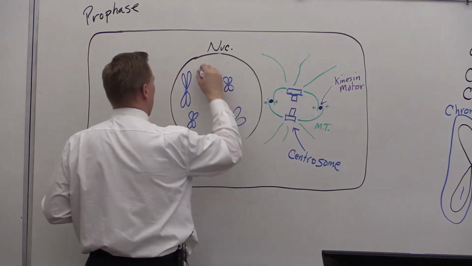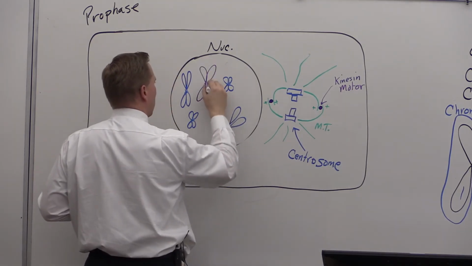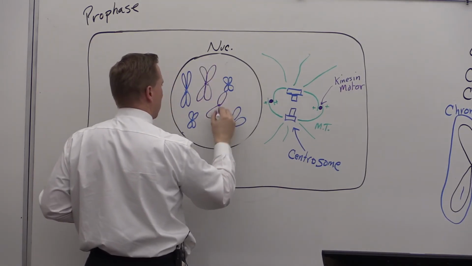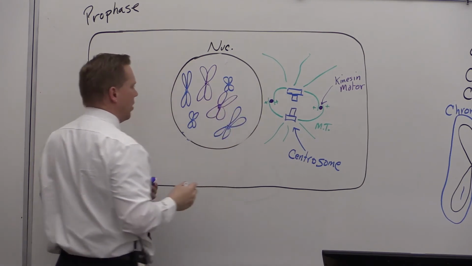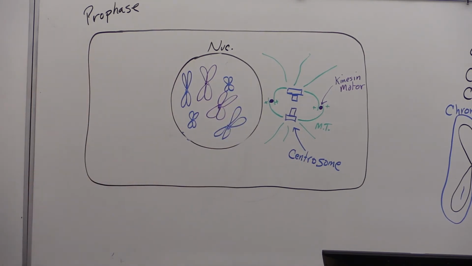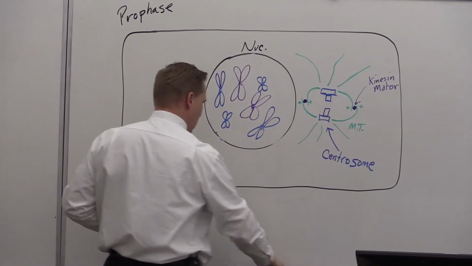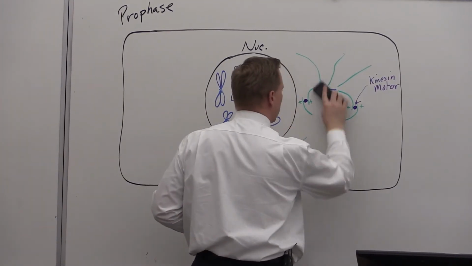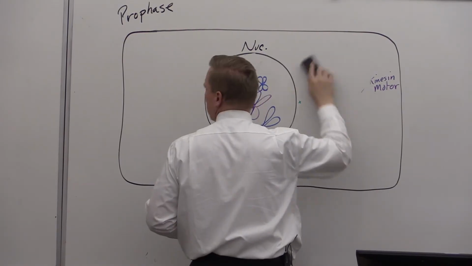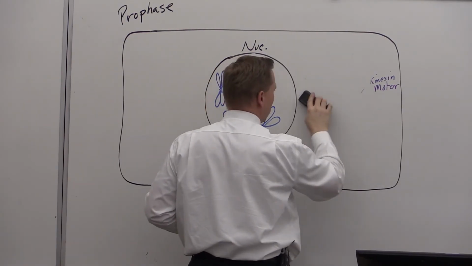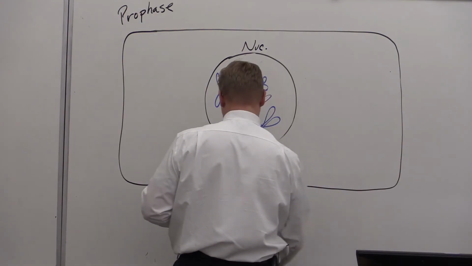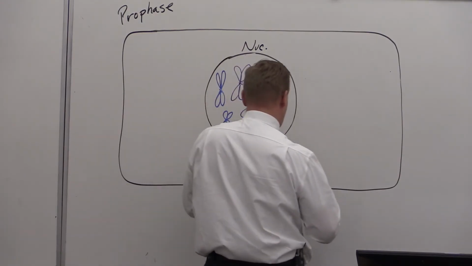Into discrete structures. They're still all kind of jumbled around in there. But we now have condensed chromosomes. That happened early on. The nucleolus has disappeared. Our spindle apparatus, or assembly, starts to look then a little bit like this.